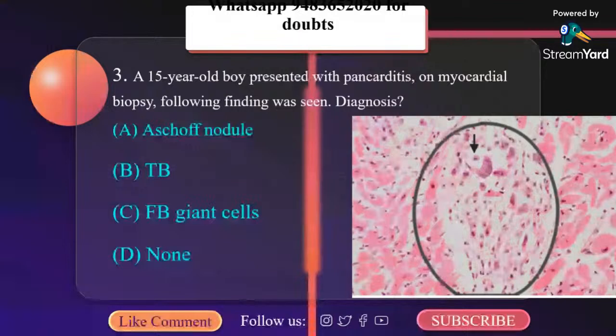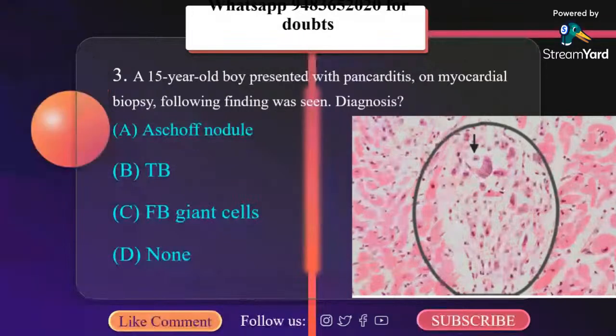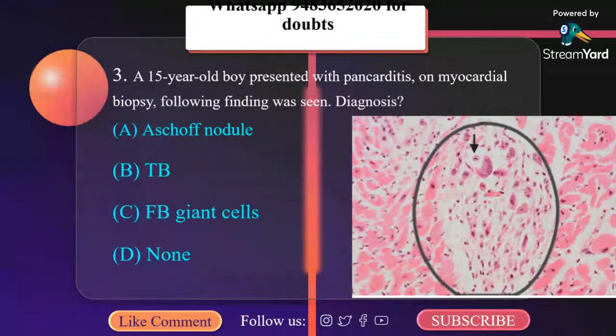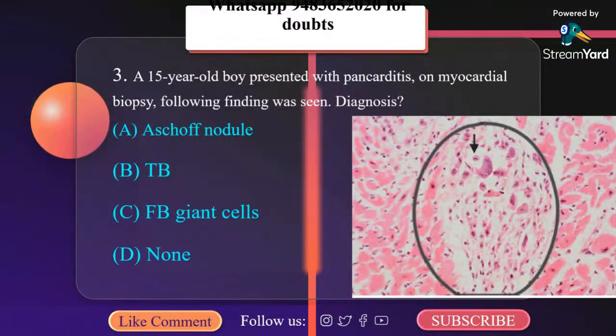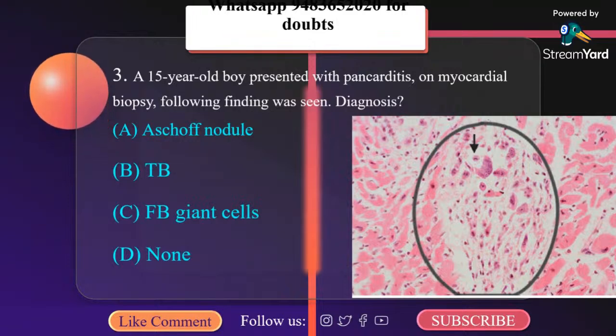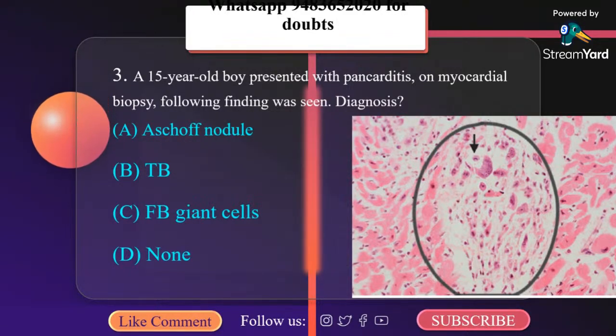A 15-year-old boy presented with pancreatitis. On myocardial biopsy, the following finding was seen. Diagnosis is A. Aschoff nodule, B. TB, C. Foreign body giant cell, D. None.